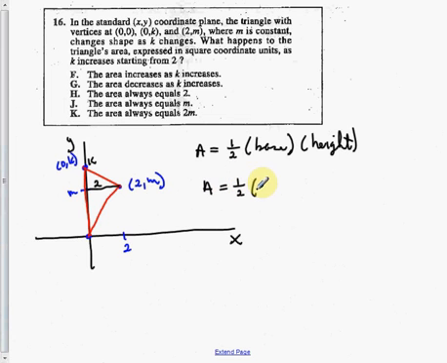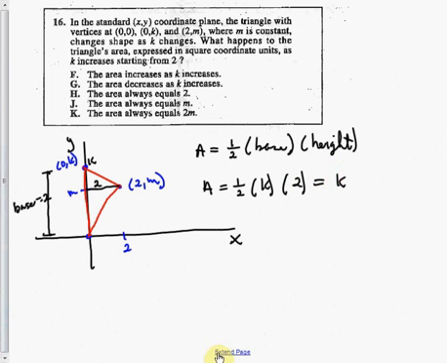So 1/2 times the base. The base is K here, times the height. What's the height equal to? If K here is the base, then what's the height of this triangle? Did you say 2? Yes, 2. So the area is equal to K.